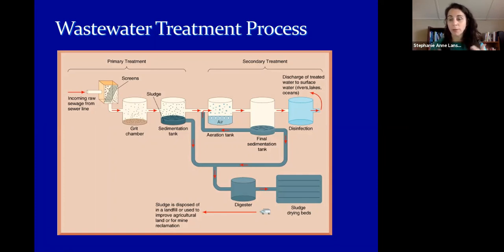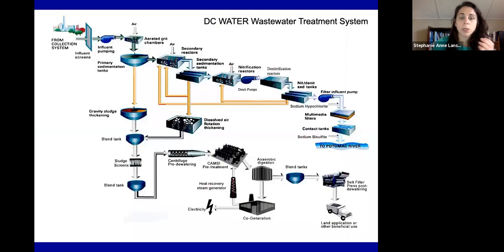Now, if you're not on a river and you're not where there's water, then you have other types of land application that we'll do for liquid waste, and we'll review those later in the semester. So that was the easy one. Here is the actual very detailed process at the DC Blue Plains wastewater treatment plant.